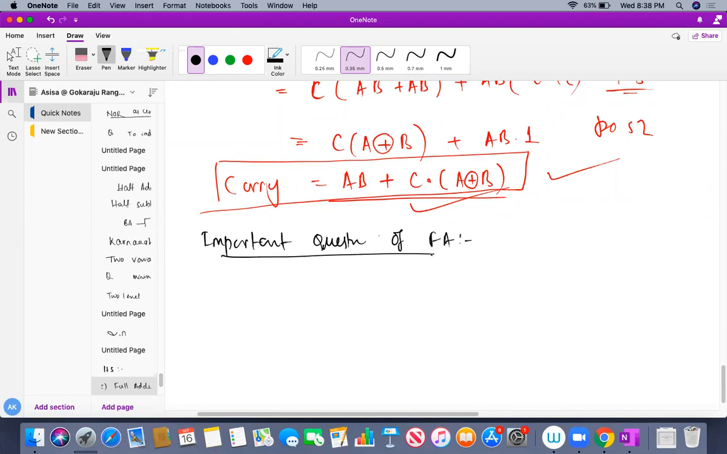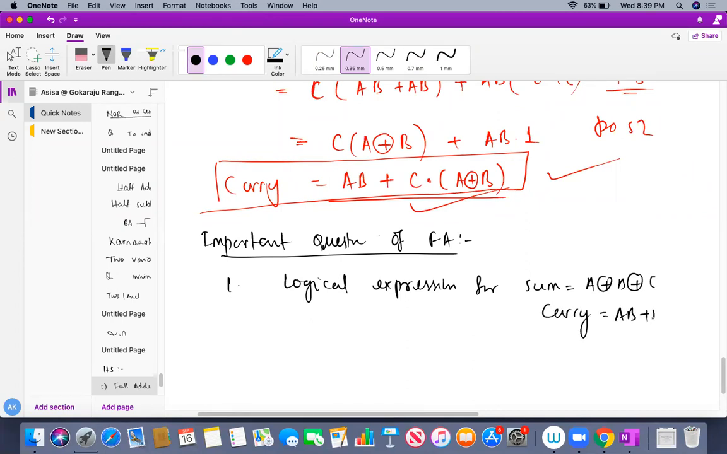So what are the important questions? The first question is the logical expression for sum. I know that already, we have written it a lot of times. Logical expression for sum, what is that? A XOR B XOR C, and for the carry, AB + BC + AC.